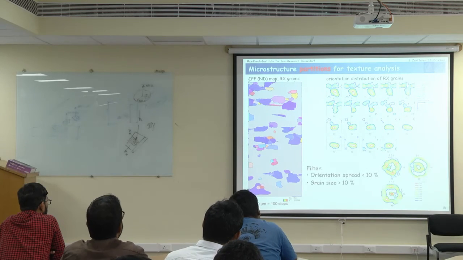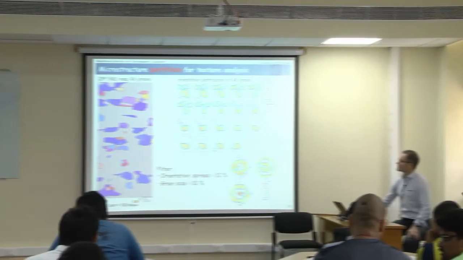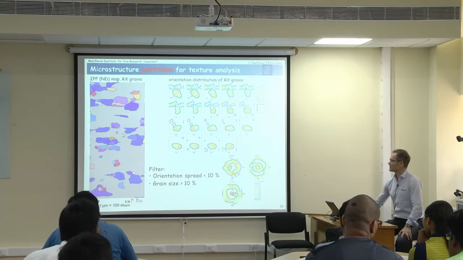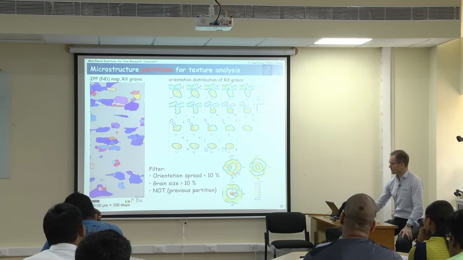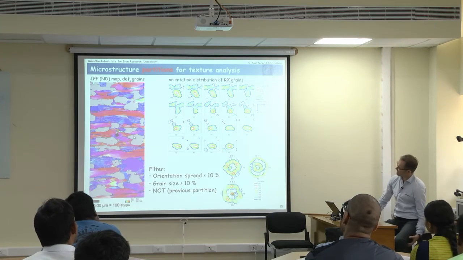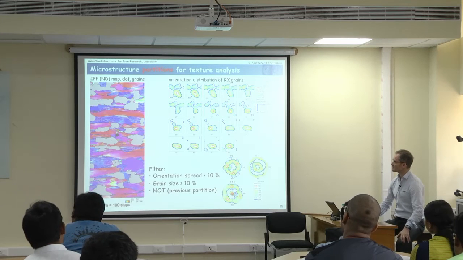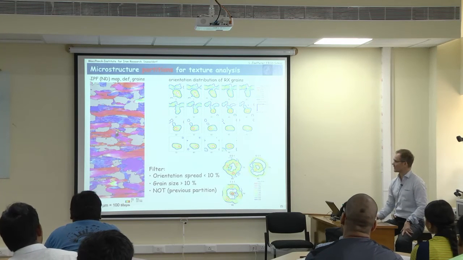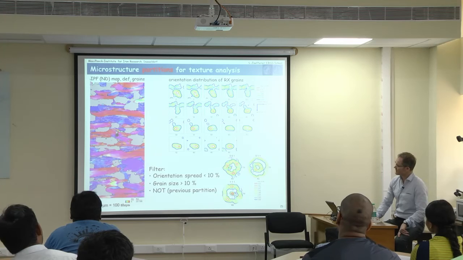Let's continue and now we filter. We want to see how the deformed grains behave. So we take another filter, we say not this partition, so all the others. As a result, we now get a microstructure with holes. It contains only the deformed grains, and it gives us quite good confidence that these are really deformed grains.